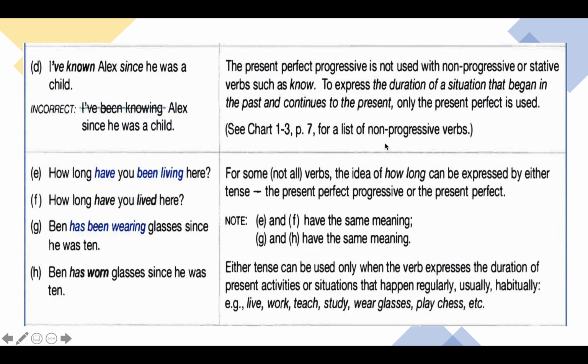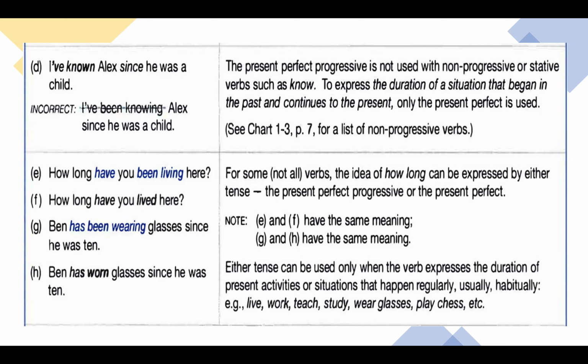Okay. Another situation you need to be careful about concerning the present perfect simple and present perfect progressive. There are some verbs, not all of them, but some verbs, where the idea of how long can be expressed by either tense, the present perfect progressive or present perfect simple. So with these verbs, either one is possible, and we can use them without difference in meaning. For example, the verb live. How long have you been living here? How long have you lived here? So you can use progressive or simple without any problem, and it's okay.